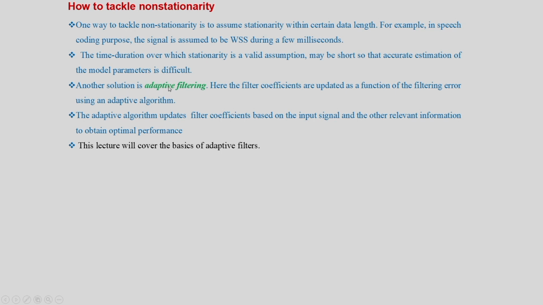Next solution is the adaptive filtering. Here the filter coefficients are updated as a function of the filtering error using an adaptive algorithm. So, in adaptive filtering we have an adaptive algorithm which will update the filter coefficients as a function of the filtering error. The adaptive algorithm updates the filter coefficients based on the input signal and other relevant information to obtain optimal performance. This lecture will cover the basics of adaptive filters.